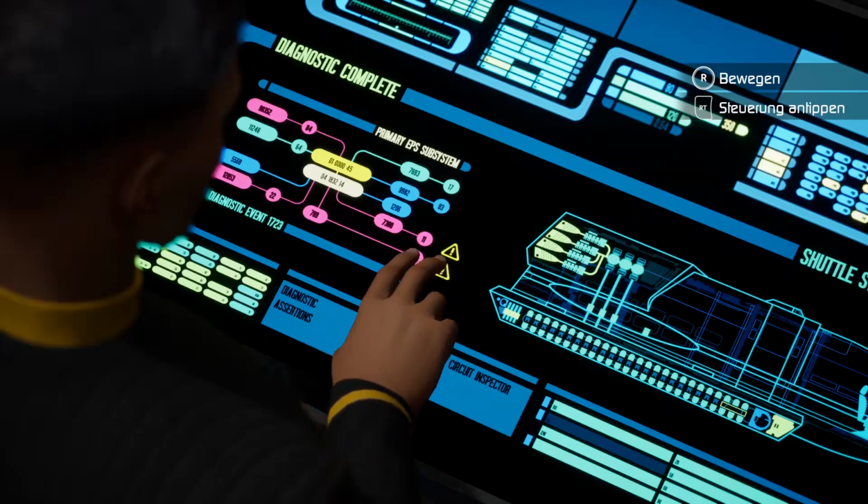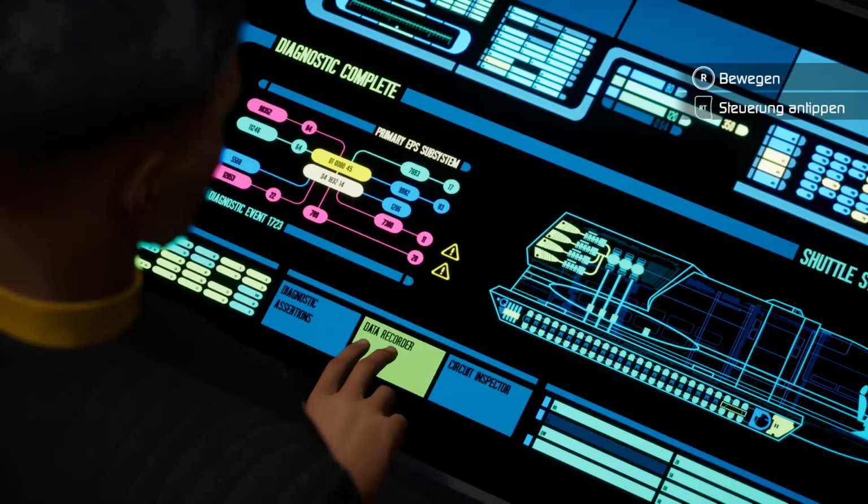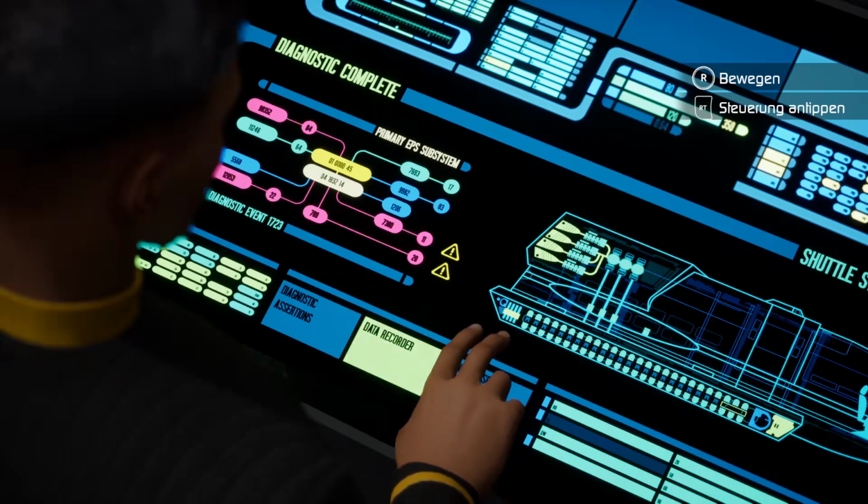Entschuldigung. Kann ich da auch draufklicken? Kann ich nicht, schade.